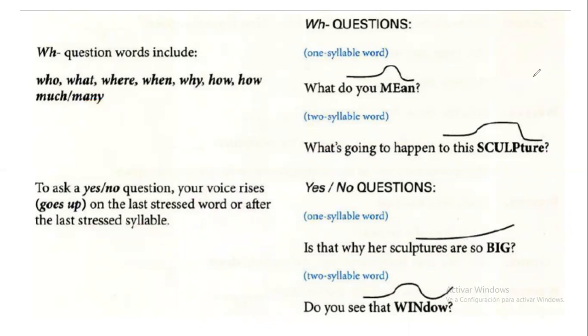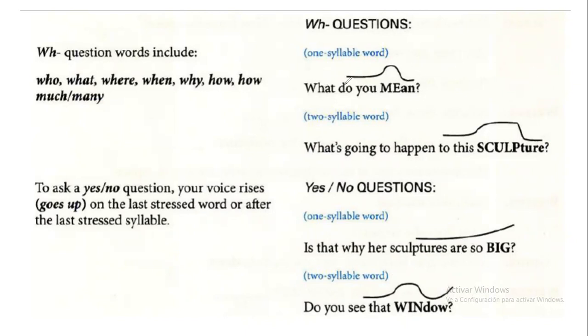Okay, here we have examples. Those before were examples of statements. These are examples of WH questions. Which are the WH question words? Those are what, who, where, when, why, how much, and how many. They always ask for information.